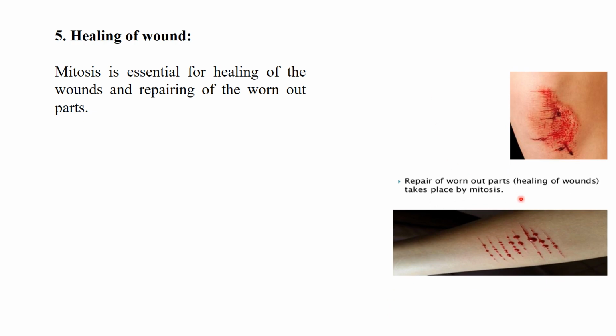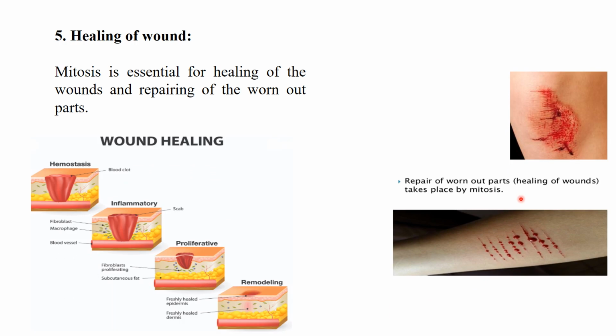Wound repair, repair of worn out parts, and healing of wounds take place by mitosis. It is a mechanism of wound healing. Hemostasis is blood clot formation at the site of the wound. Wound की जगह पे, injury की जगह पे जो blood clot बनते हैं, that is the process of blood clot formation at the site of the wound, called hemostasis.